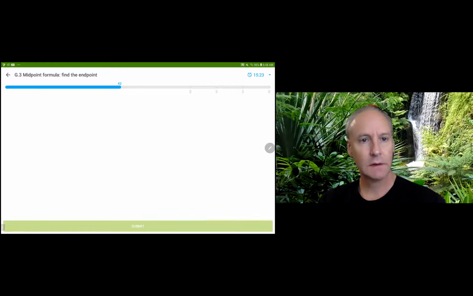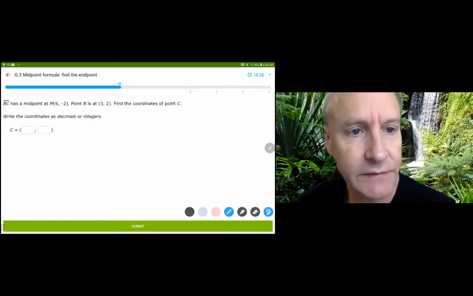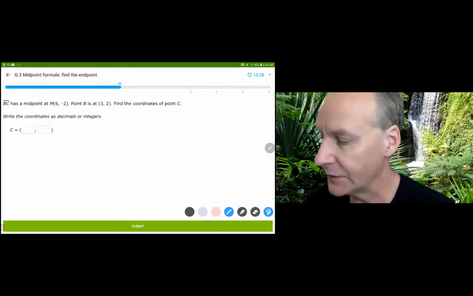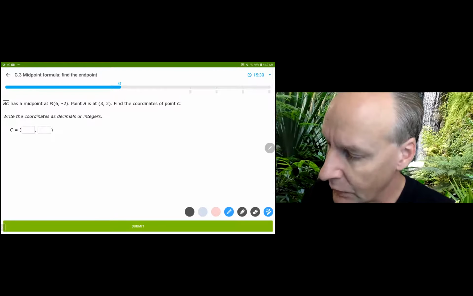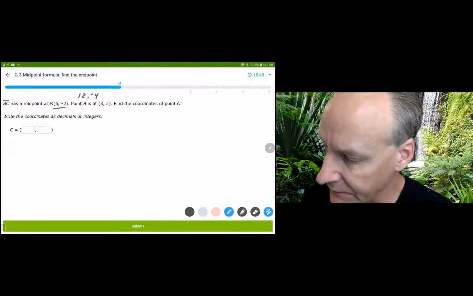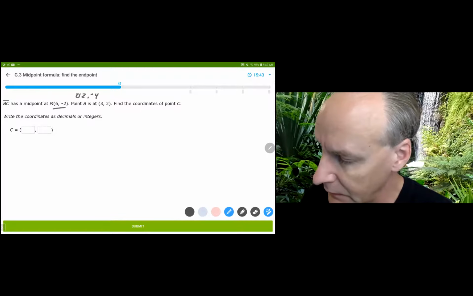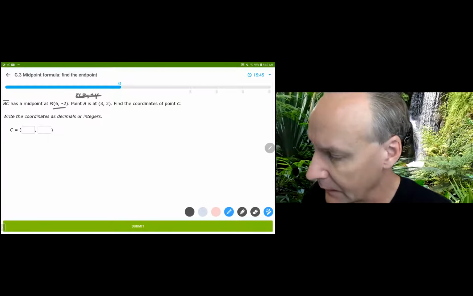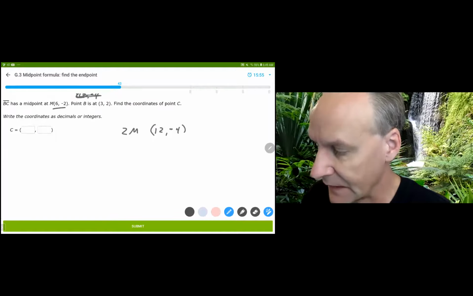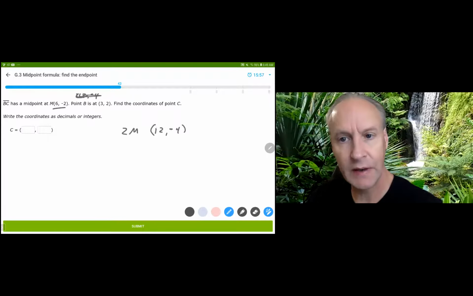All right, guys. Let's see if I can make this a little easier for you. I'm going to do a lot of the work in my head. So I want to get 12, -4. Now, the reason I doubled my midpoint is because I know that the sum of my x and my y's, I can't write up there, sorry. I'm going to write 2 times the midpoint, and it's going to be 12, -4.